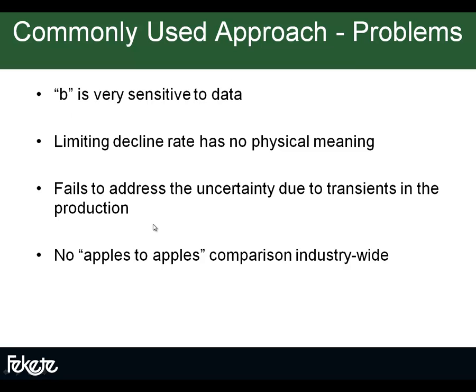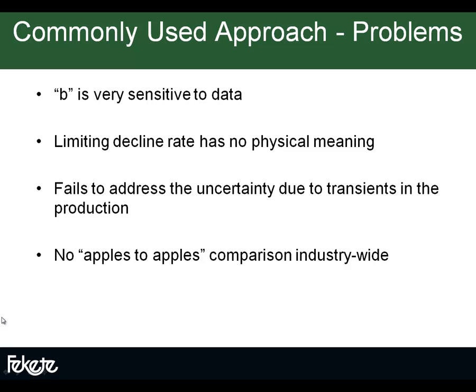The problem with conventional decline curve analysis is it fails to address the uncertainty. In conventional reservoirs, usually we have a pretty good idea of what the P90 and P50 reserves are. In unconventional reservoirs, P50 reserves are often very uncertain, especially early in the life of the well, and this is due to long-term transients in the production. They go on for a long time, and the conventional decline curve approach fails to address our lack of knowledge about where that EUR is really headed for.